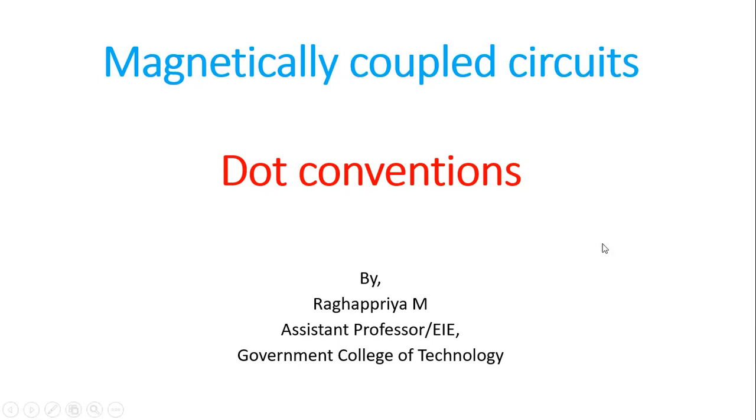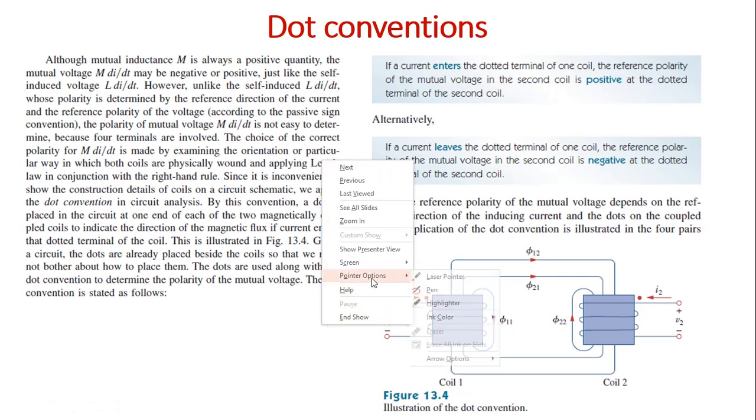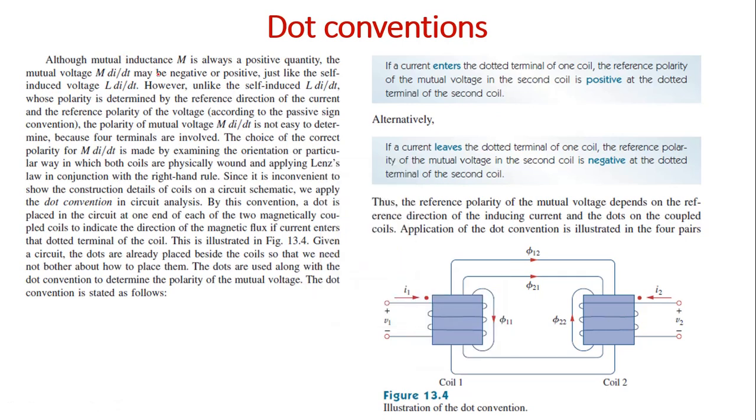So in this lecture we are going to discuss the dot conventions used in magnetically coupled circuits. So, dot convention. We know that the coupled coils or inductors have two parameters, one is self-inductance, another one is mutual inductance. Self-inductance is denoted by L and mutual inductance is denoted by M.